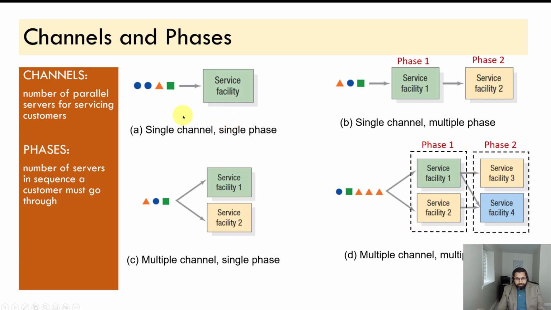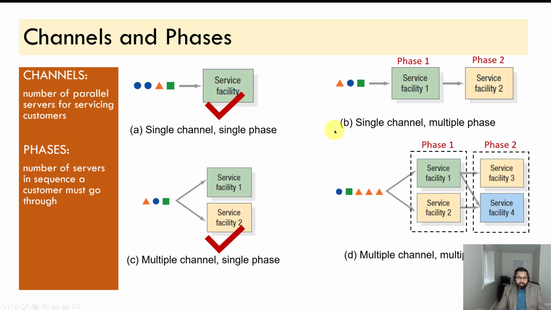Okay. We will analyze situation A, single channel, single phase, and situation C, multi-channel, single phase. We will not be analyzing multi-phase systems today, just to keep things manageable for this course.